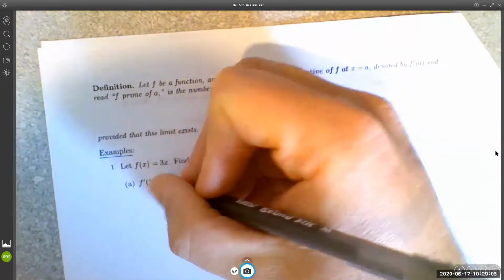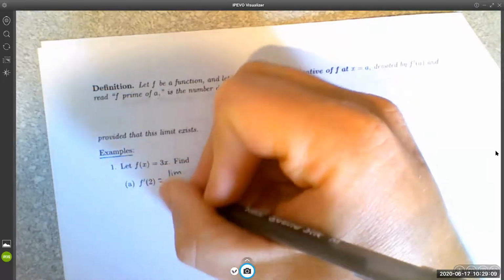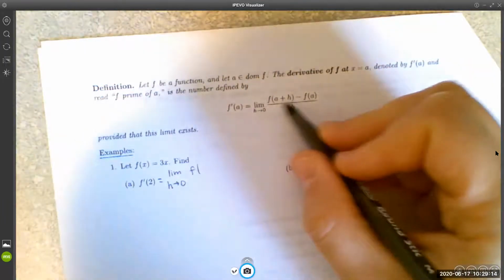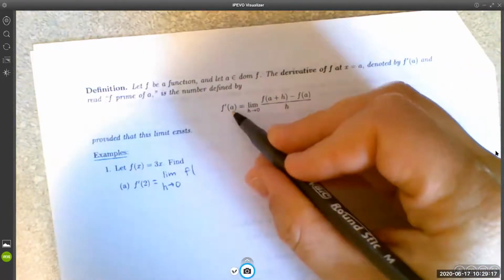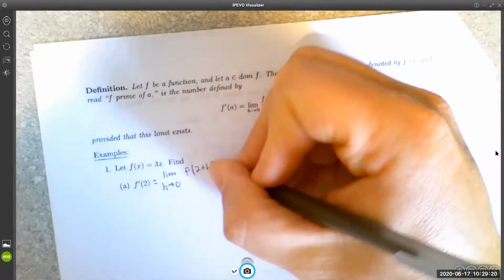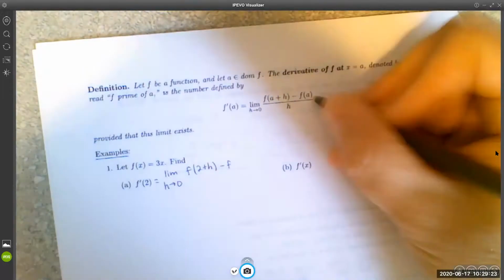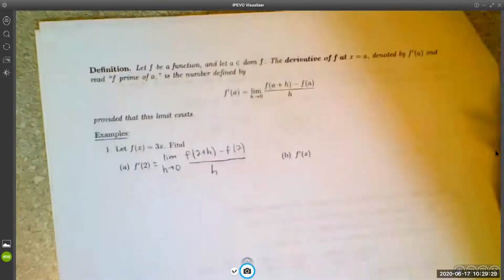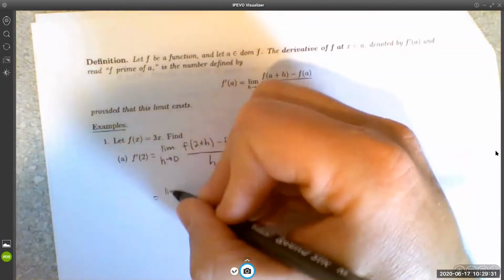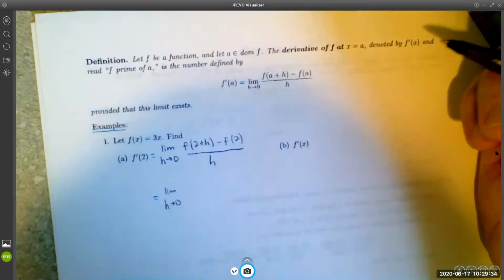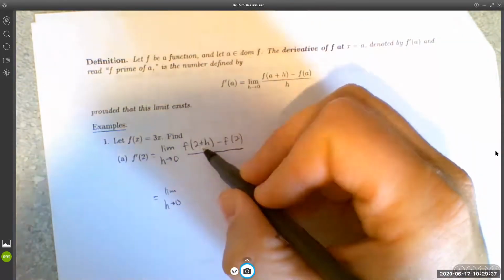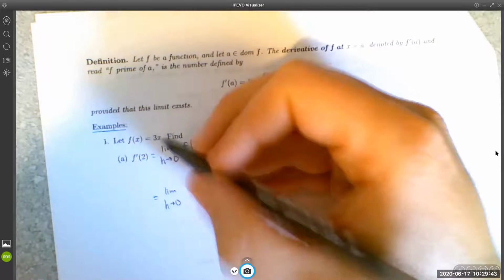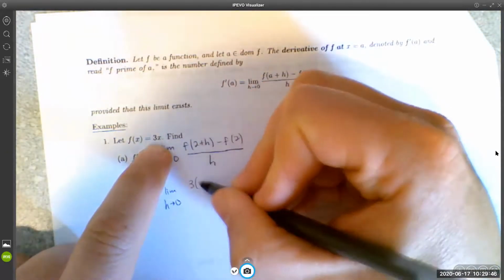F prime of 2 is equal to the limit as h approaches 0 of f of a plus h, but in this case, a is 2. So it would be f of 2 plus h minus f of 2, over h. So that's the limit as h approaches 0. Well, let's think about what f of 2 plus h is. f of 2 plus h would be 3 times 2 plus h.